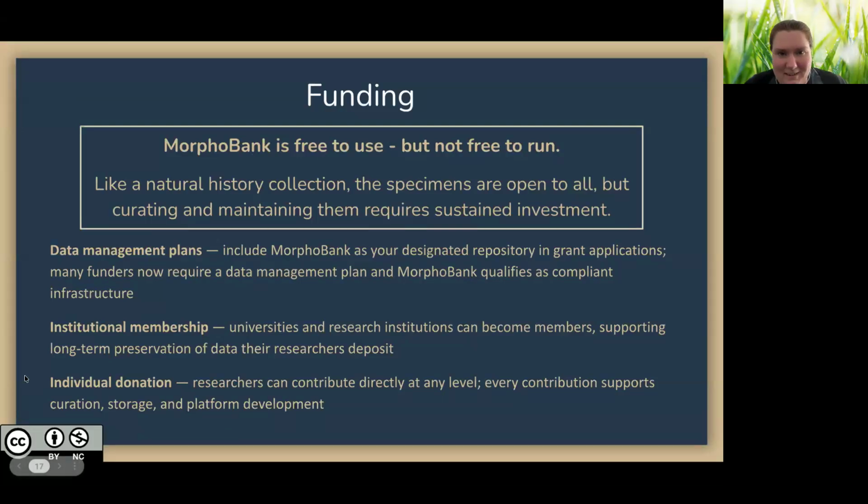Now, a bit about funding. MorphoBank is free to use. Most repositories are free to use, but they're not free to run. Like a natural history collection, the specimens are open to all, but curating and maintaining them still requires sustained investment. In the past, MorphoBank has been fully funded and run by NSF. NSF funding helped do all of these version updates. But now we are looking at a community membership model where we ask the community to contribute to funding and sustaining the platform.